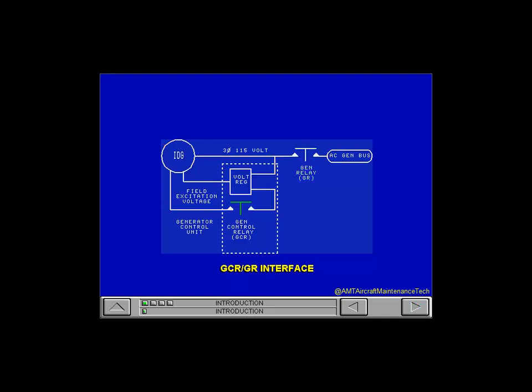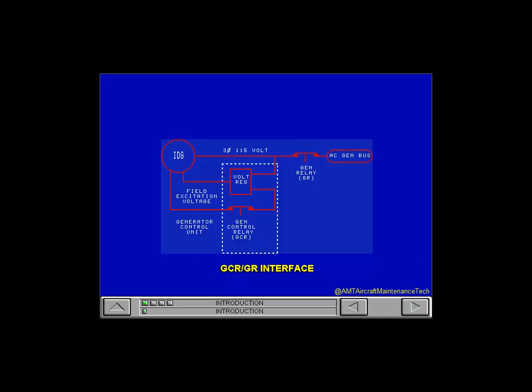There is one more relay in the generator circuitry, the generator control relay. The generator control relay must close for the generator to make voltage. If the generator control relay does not close, or if conditions cause it to open, the generator will not supply electrical power. When the generator control relay is open, the generator relay will also open.